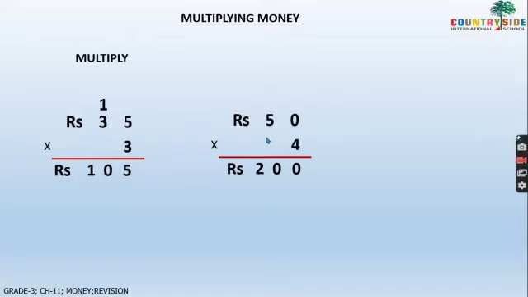Okay. Now next, rupee 50 multiply by 4. So 4 zeros are 0 and 4 5s are 20. So your answer is rupee 200. Like this you have to do the multiplication, children. Okay. Now next is dividing money.